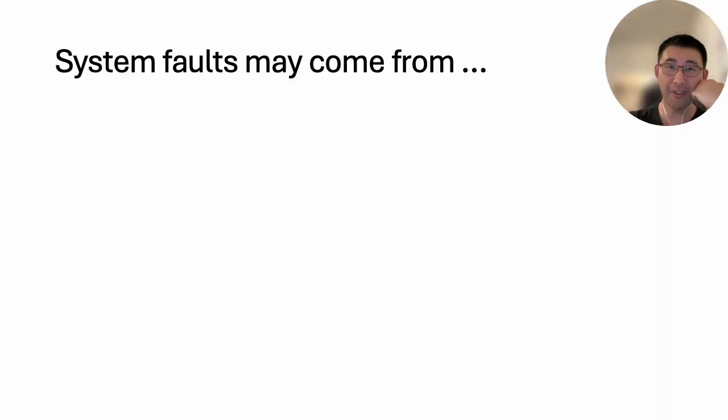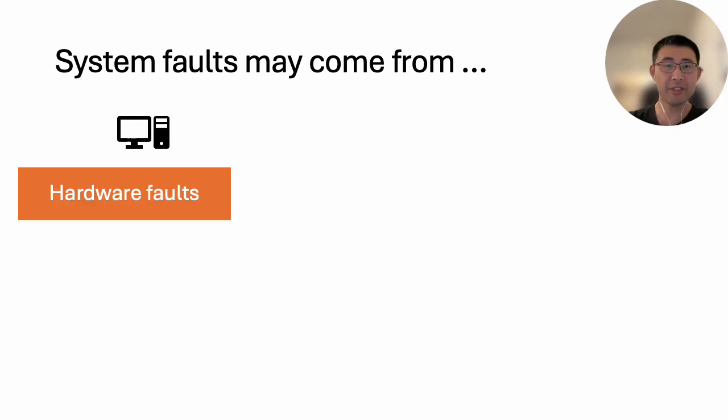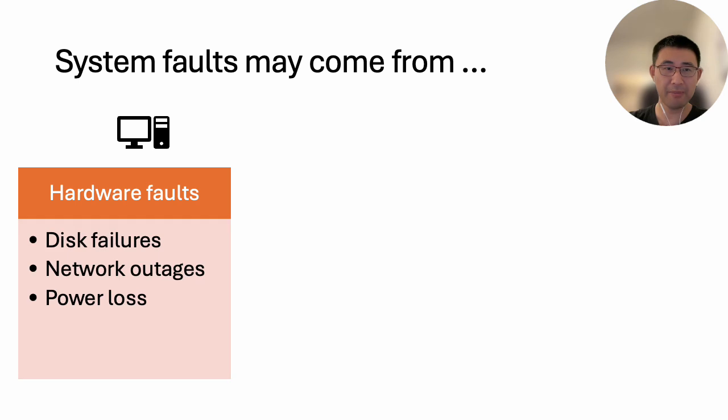All those system faults may come from, in general, 3 different categories. It could come from hardware faults. For example, hard disks may fail. I've faced that a few times in my career. There might be a network outage, or someone accidentally unplugged the network cable. Or it could be a temporary power loss for one machine or a group of machines.